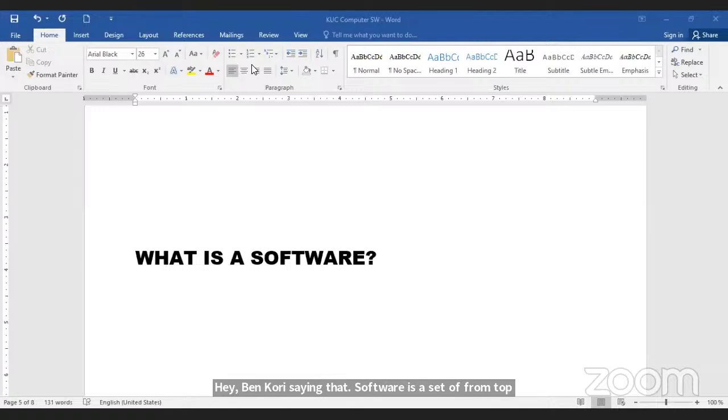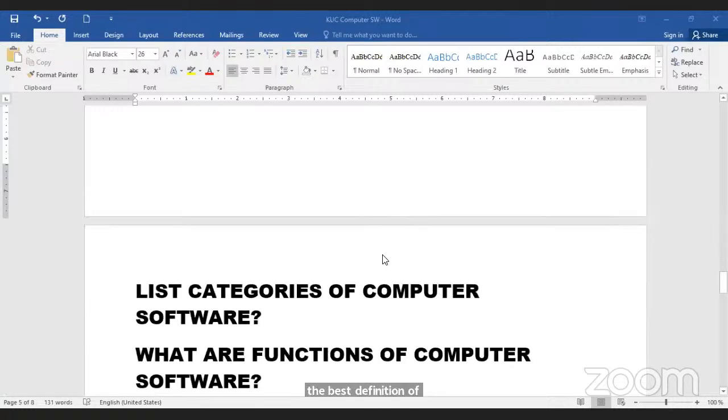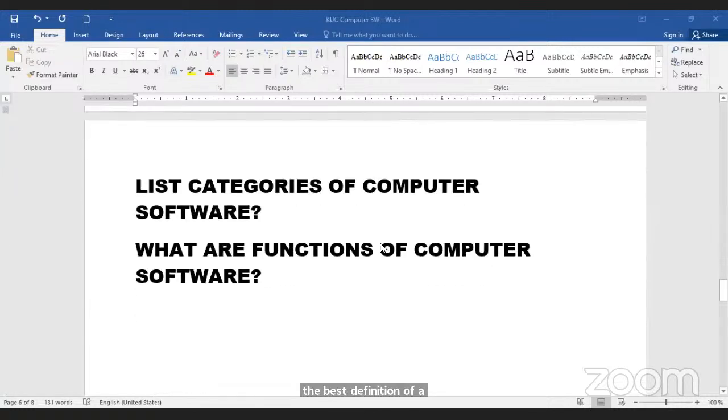Okay, very good answers coming in. So I hope most of you have got the best definition of software. So we can go back again. List categories of computer software. You know, we are learning from each other.